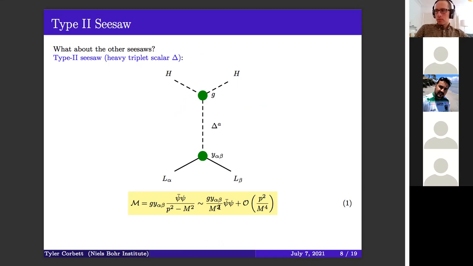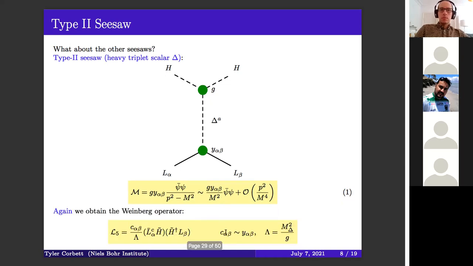If I do the expansion in the heavy mass scale, I get this massive coupling G over m squared, which is a 1 over m mass suppression, with a prediction of the mass matrix to be this Yukawa coupling, and the heavy mass scale being the mass of the delta squared over this massive coupling. Not gauge coupling, but massive coupling. So again, I get the Weinberg operator.